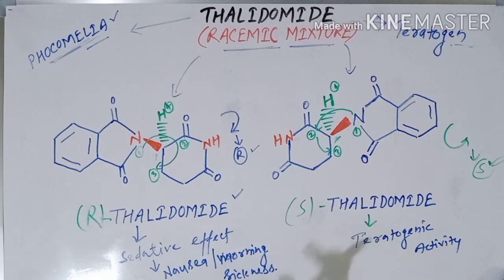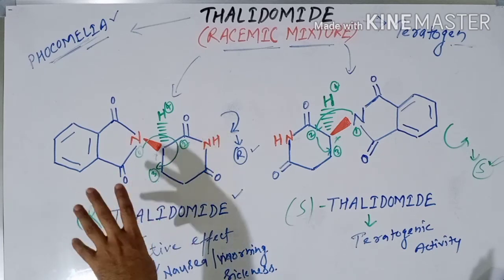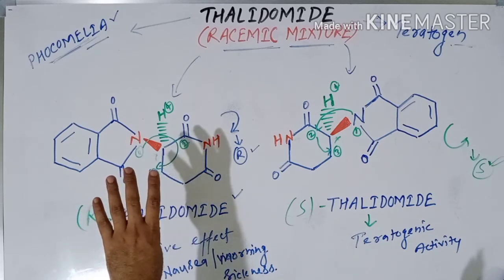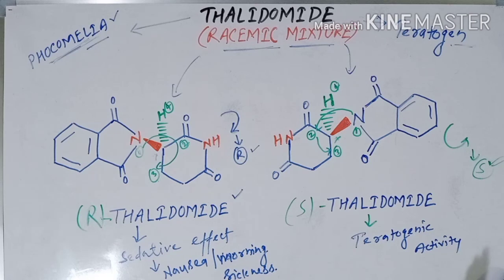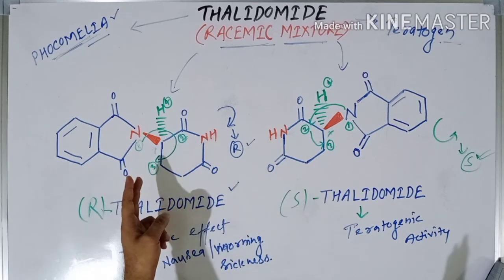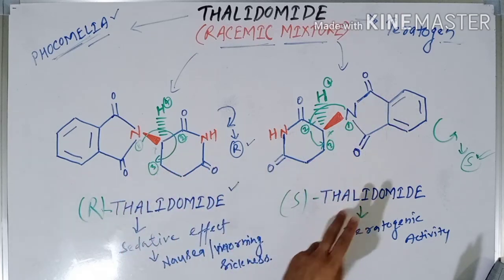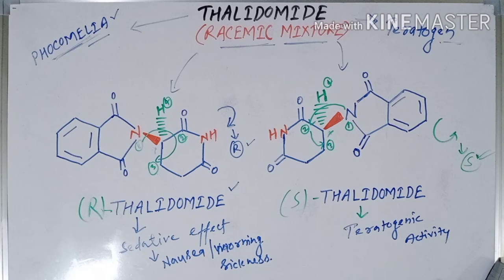So why is there a difference in activity? The difference in activity is due to the stereochemical arrangement of all the functional groups around this chiral carbon. Here the arrangement of this molecule is exactly opposite to that of this one. That's why both molecules show different activity.